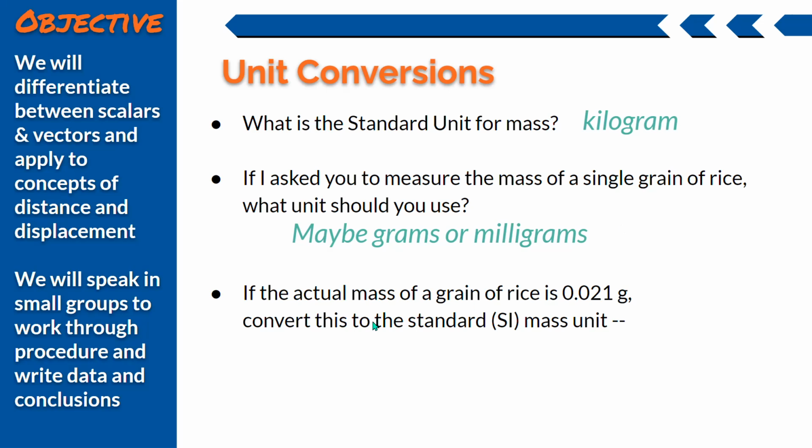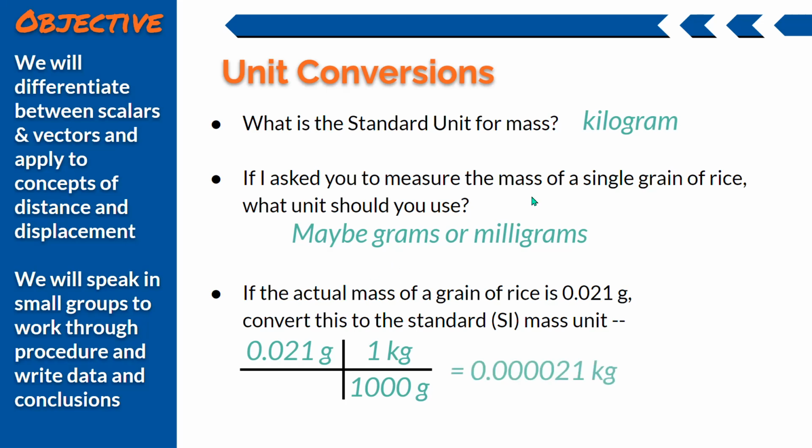If the actual mass of a grain of rice is 0.021 grams, convert this to the standard SI unit, which is, of course, the kilogram. So this is another conversion, this time from grams to kilograms. And we know, again, that kilo means 1,000. It means there are 1,000 grams in a kilogram. And so we're dividing again by 1,000. 0.021 divided by 1,000 is 0.000021, which is why we probably wouldn't use kilograms for rice.